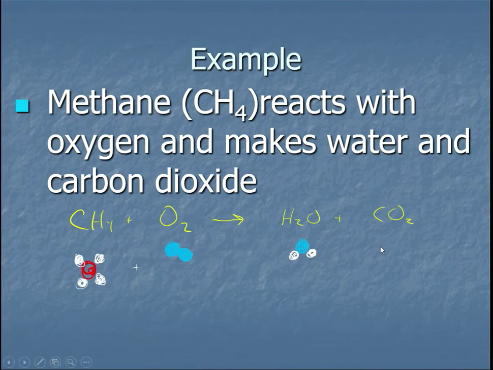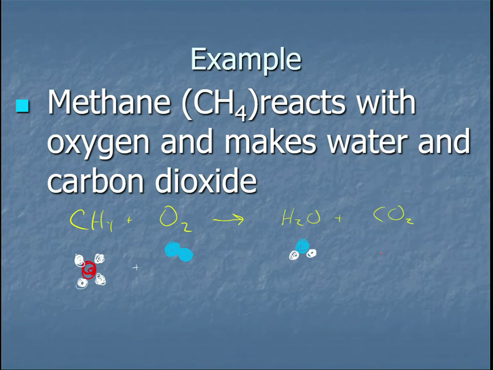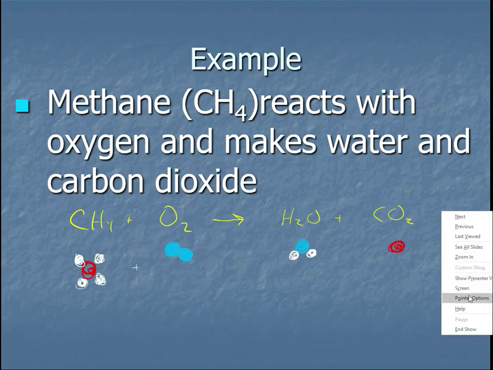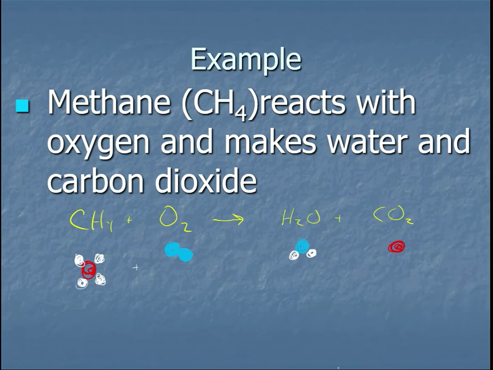Carbon dioxide is carbon with 2 oxygens. The color we chose for carbon was red, so I'm going to make a red blob for my carbon. And then I'm going to attach to it 2 oxygens. My oxygens are the blue ones, 1, 2. Okay. So now let's look at what I have here.